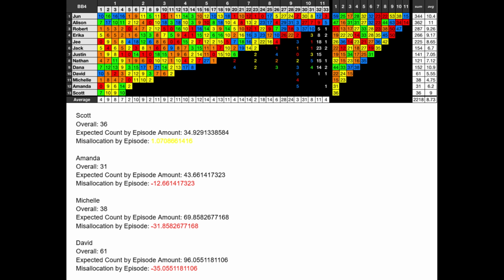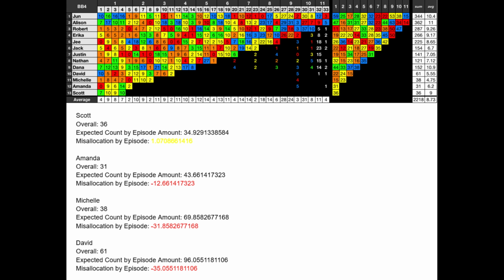Amanda has an overall confessional count of 31, and her expected count by episode is 43.66, which means that she has a misallocation of negative 12.66, meaning that she has 12 fewer confessionals than she should if this were evenly distributed, which is still a fine enough number, just a bit under that balanced median by 2.